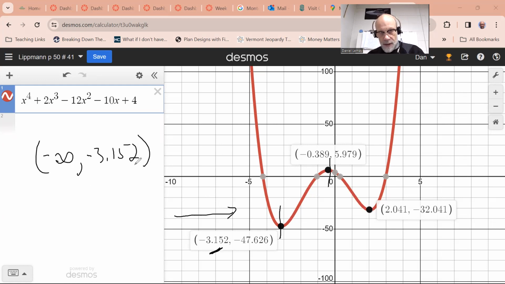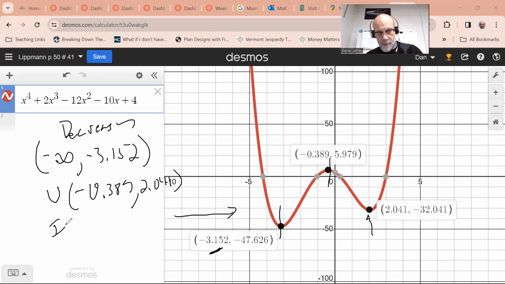So what I'm going to do is I'm going to say, or actually it's increasing, then it's decreasing. So I'm going to say or use a union, and then it's decreasing from, let's see, remember, go with the x value, so from -0.389 until +2.041, and that's decreasing because the y values are going down.